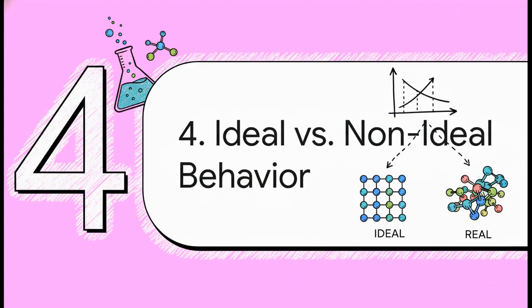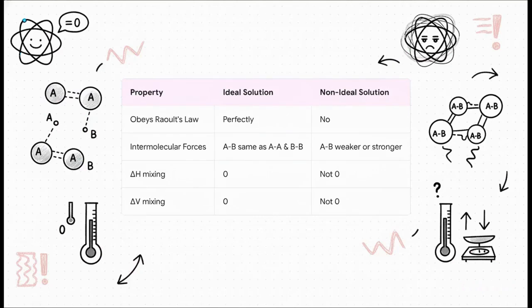Not quite. And this is where we get to the really interesting difference between a perfect theory and the kind of messy real world. Here's the deal. In a perfect, ideal solution, all the different molecules get along perfectly. The attraction between them is exactly the same. But in the real world, in a non-ideal solution, some molecules might attract each other more strongly, or they might kind of repel each other. This changes how they behave, and that's what we usually see.